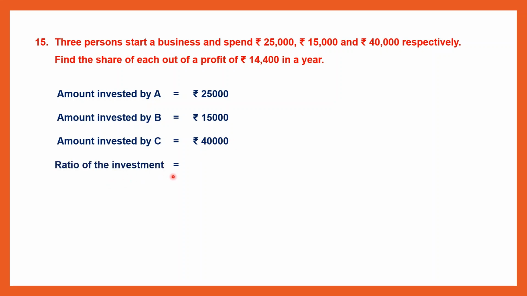So let's do that. The ratio of the investment. That means we're going to write down all these numbers. So we're going to remove the unit rupees and write only the numbers. So the first one is 25,000 rupees is to, the second one is 15,000 is to 40,000. So we have our numbers like this. Now we have to reduce this to the lowest term.